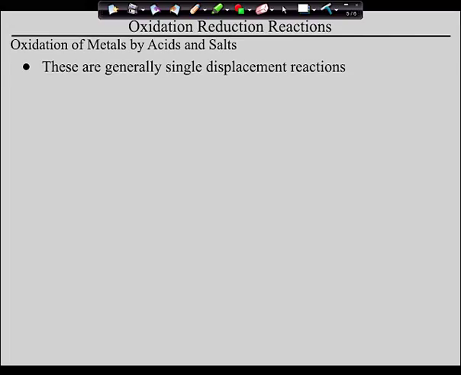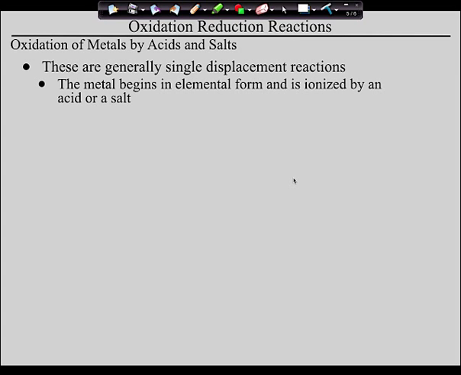First of all, these things tend to be single displacement reactions. And the way that these work is the metal will begin in its elemental form, and it will be ionized by either an acid or a salt. And we'll look at one of each.